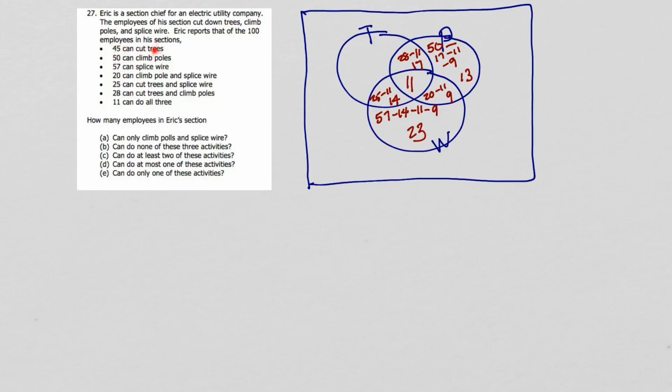And then finally up this last one here, 45 can cut trees. Now here's trees. There's 45 people in this group right here, but we've already counted for 14, 11, and 17 of them. So in this region right here, people who can only cut trees is going to be 45 minus 11, minus 14, minus 17, and that comes out to 3 people. And then finally, we have this group of people out here that can do none of those things.